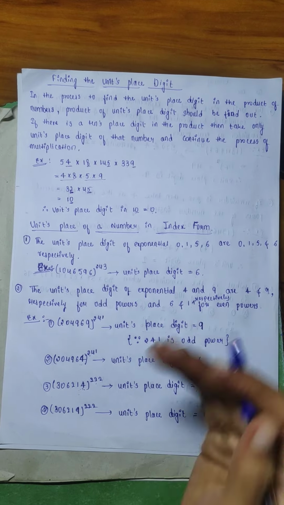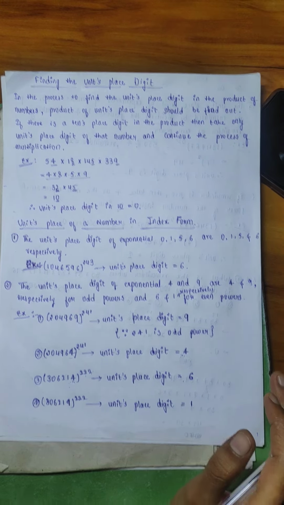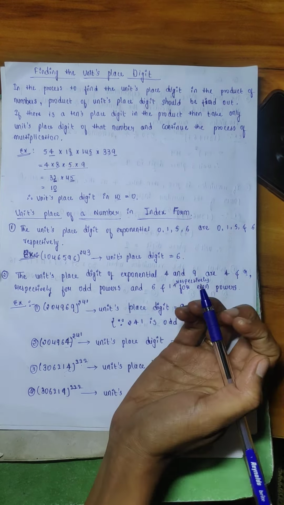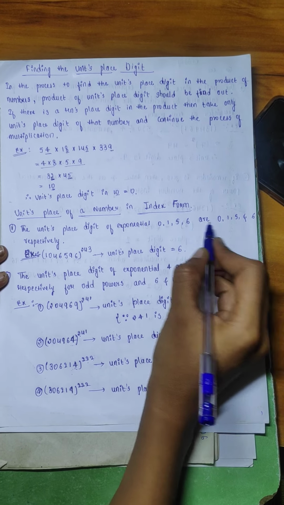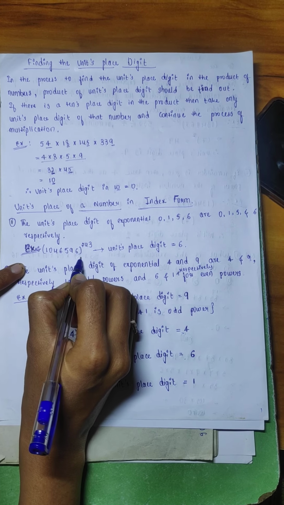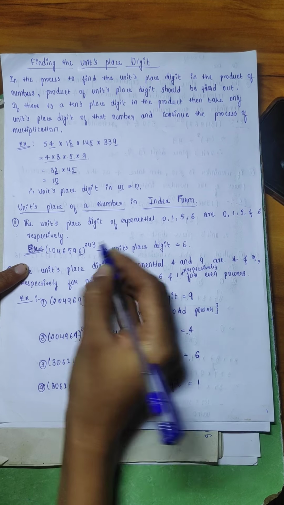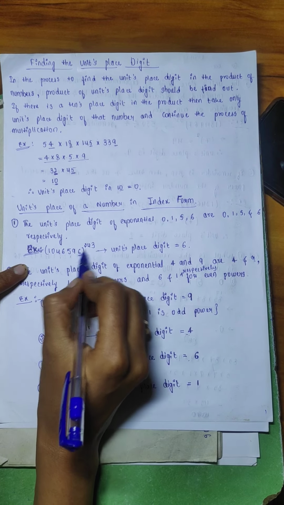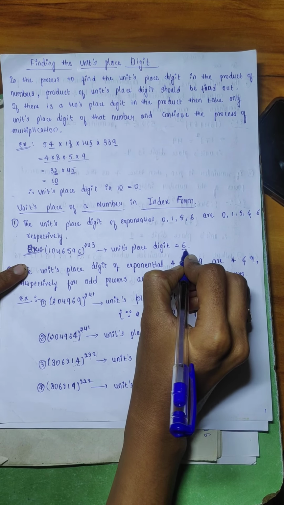Okay, if the number given is in the index form, then how do you find the units place digit? Let us take the first condition. If the units place digit of the exponential is 0, 1, 5, 6, then the units place digit will remain 0, 1, 5, 6 respectively. For example, in this given number, the units place digit is 6. Therefore, after solving the whole problem, the units place digit will remain 6 itself.